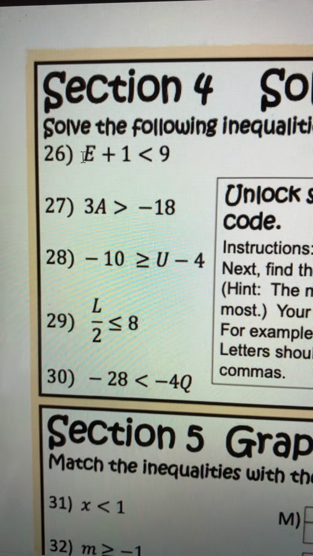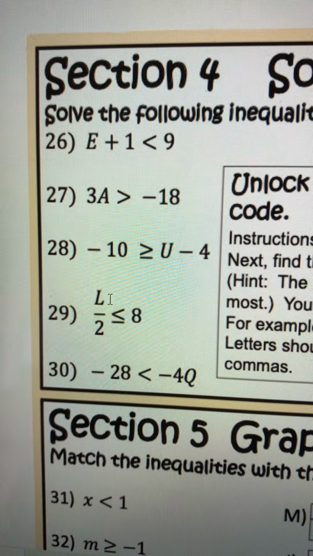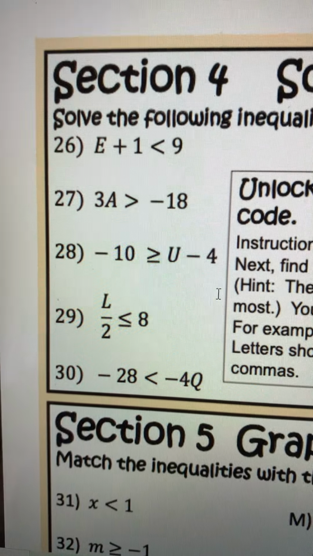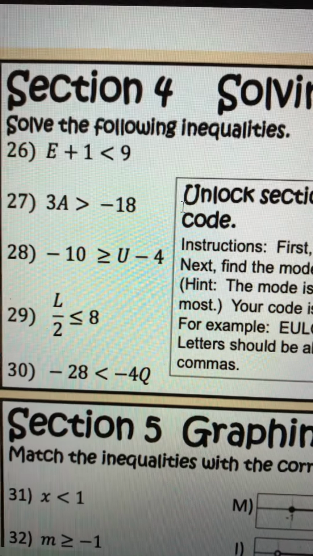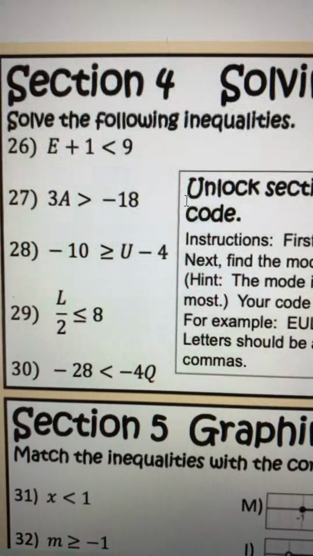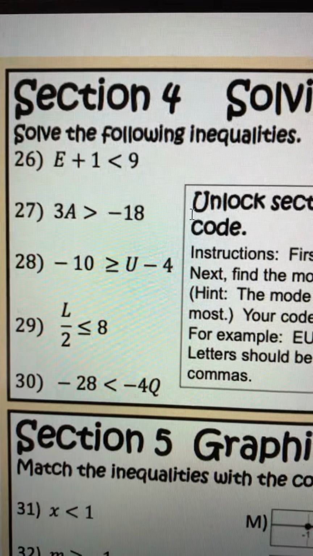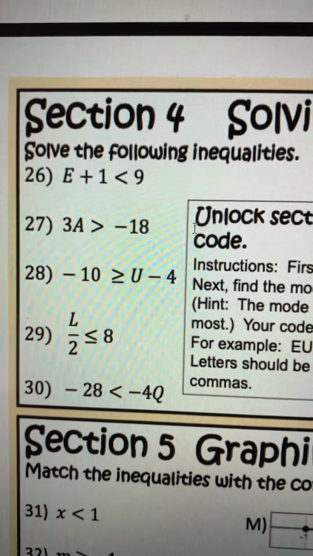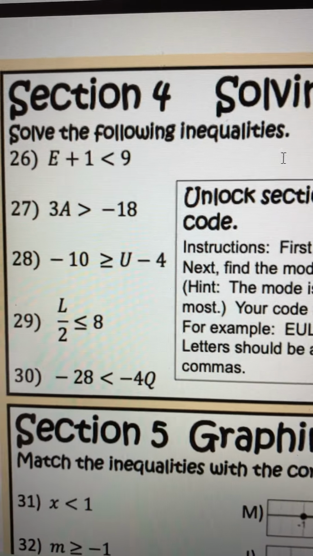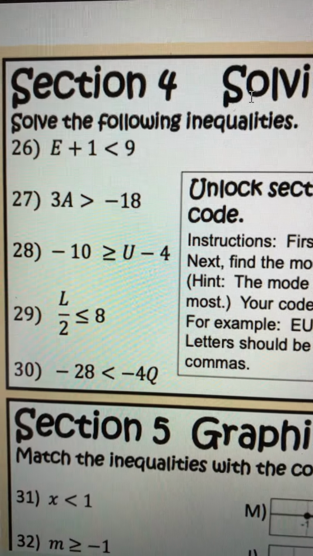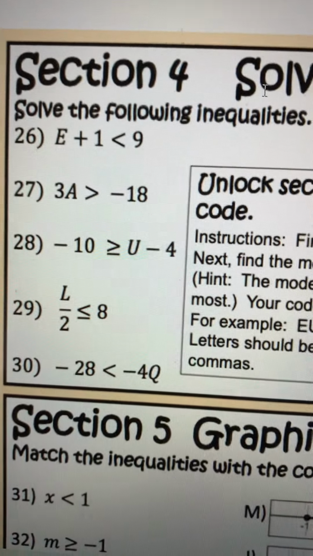It says 26 has an E, 27 has an A, 28 has a U, 29 has an L, 30 has a Q. Okay, so I'm using all of those letters and I'm going to jumble them around to where they actually make a word. Right now the letters are out of place, but if I put the letters in a specific place, it will create a word. Okay, so that's up to you to figure out.